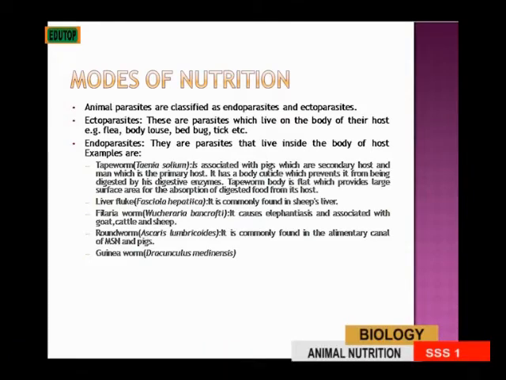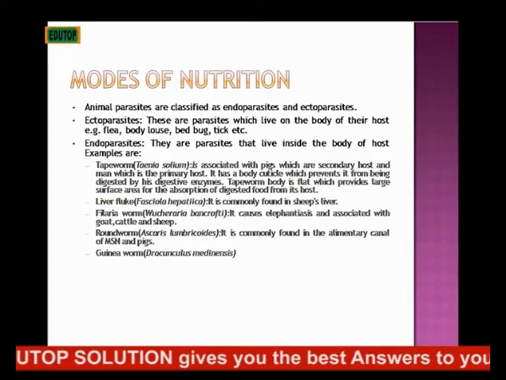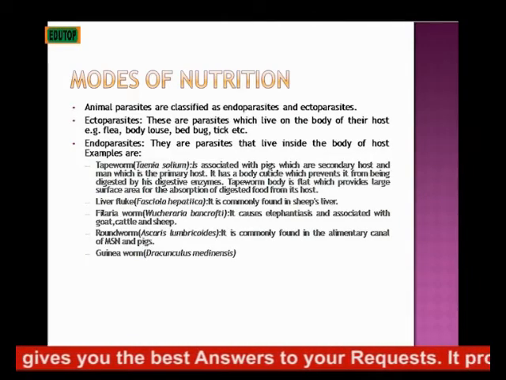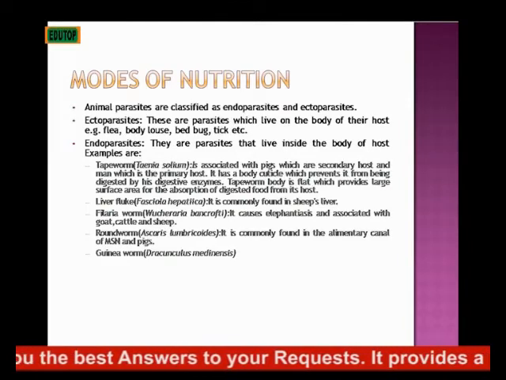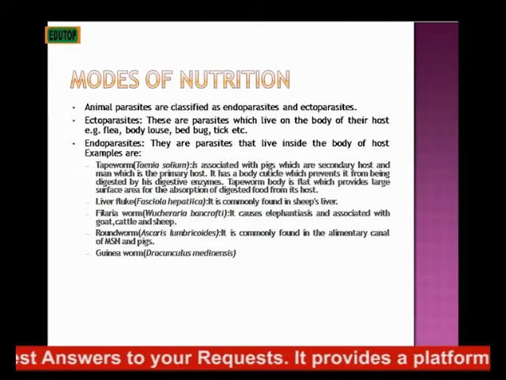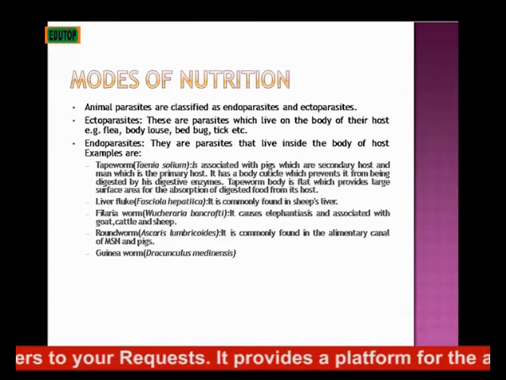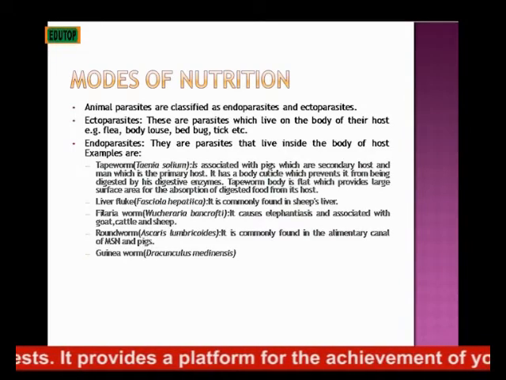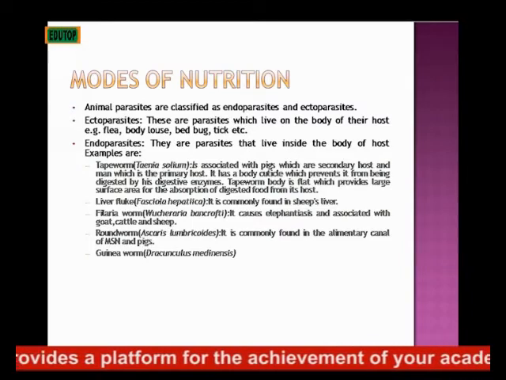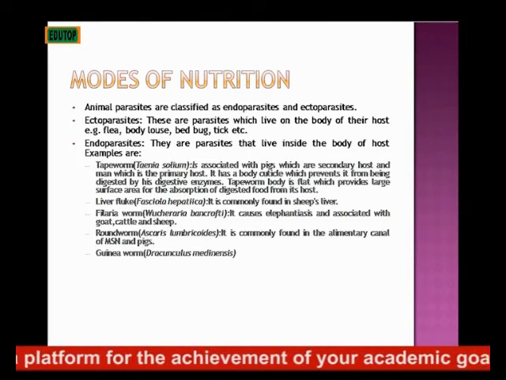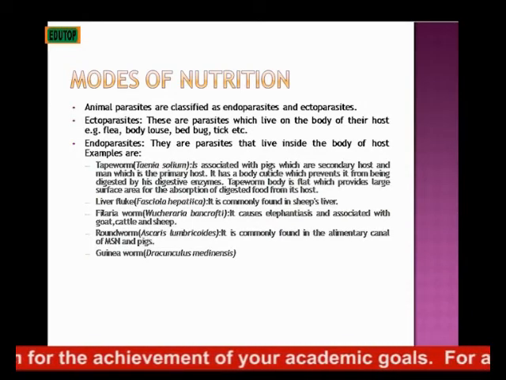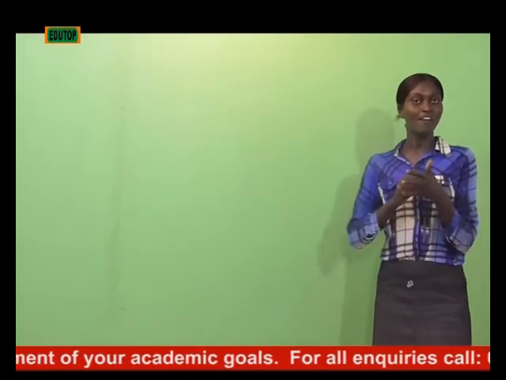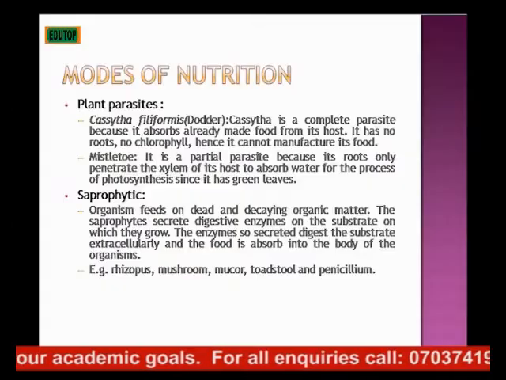Then you have another endoparasite. We have the roundworm. That's the Ascaris lumbricoides. It is commonly found in the alimentary canal of pig too. You find it in pig. So Ascaris lumbricoides, that's another endoparasite. Also, we have Guinea worm. Guinea worm is also another example of endoparasite. That's the Dracunculus medinensis.